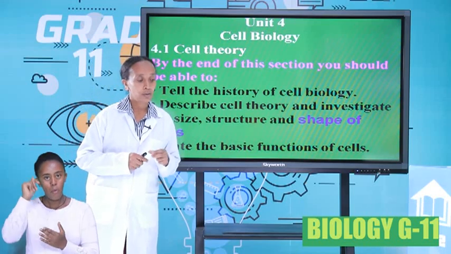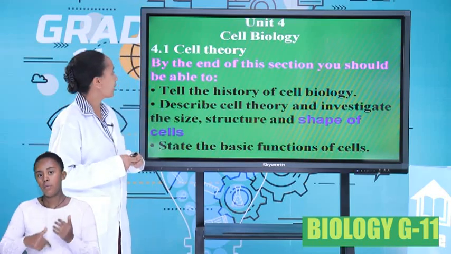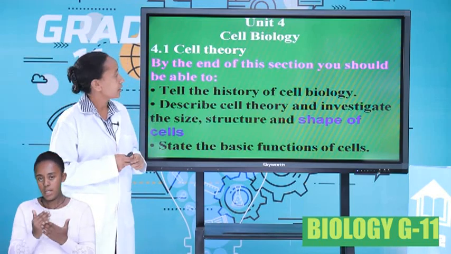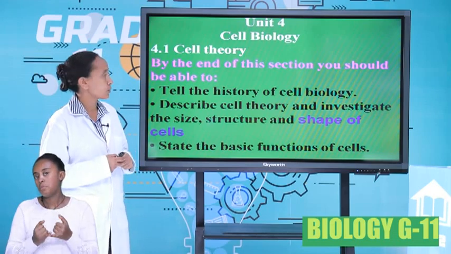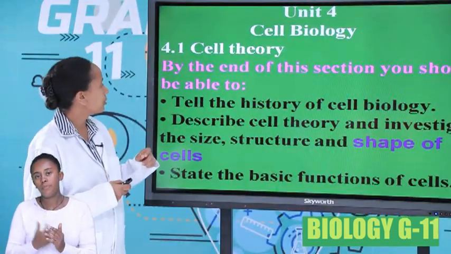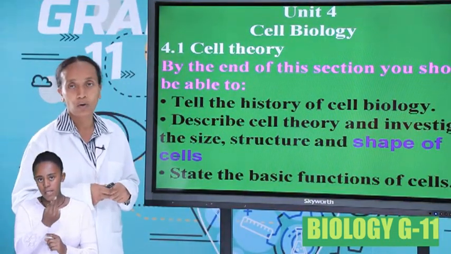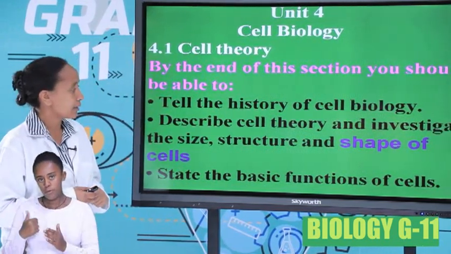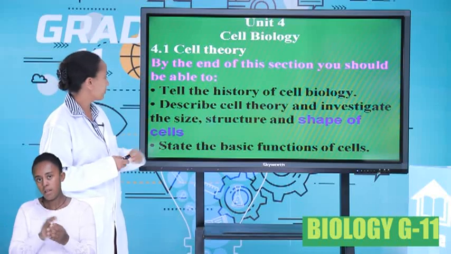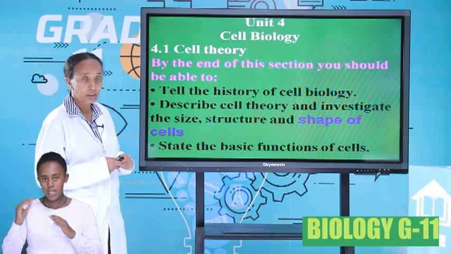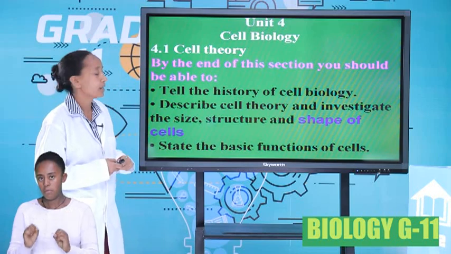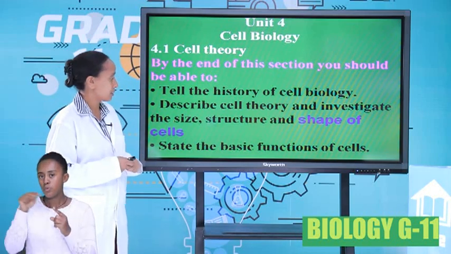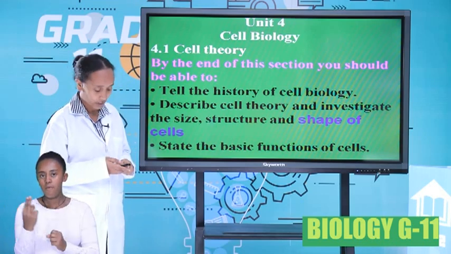To begin our discussion, we have to list out the objectives of the lesson. At the end of this section, students, you should be able to tell the history of cell biology, describe cell theory, investigate the size, structure, and shape of cells, and lastly, state the basic functions of cell.